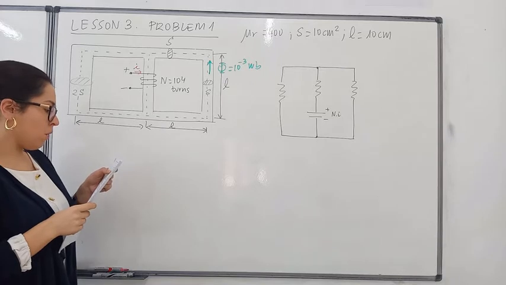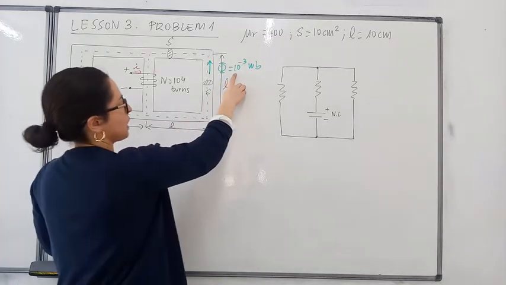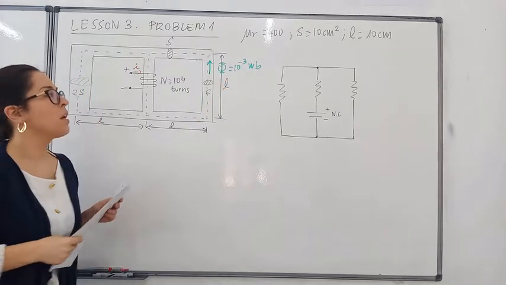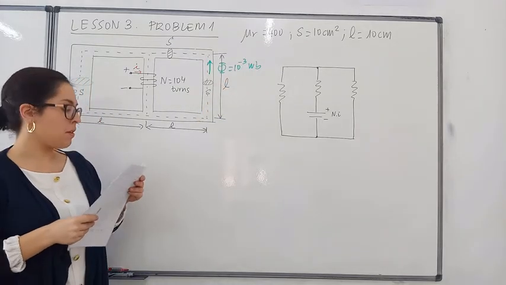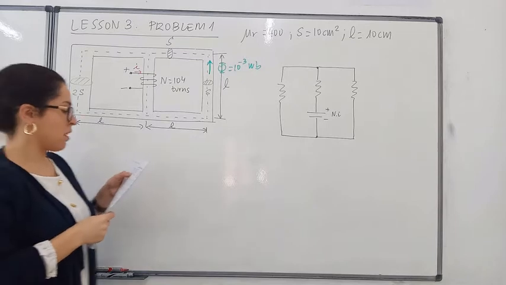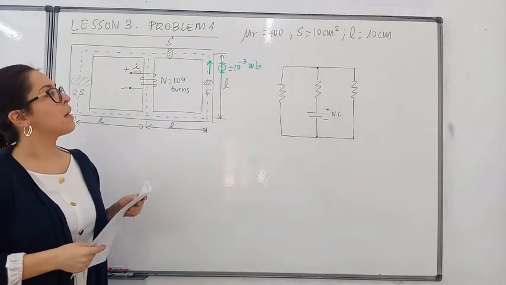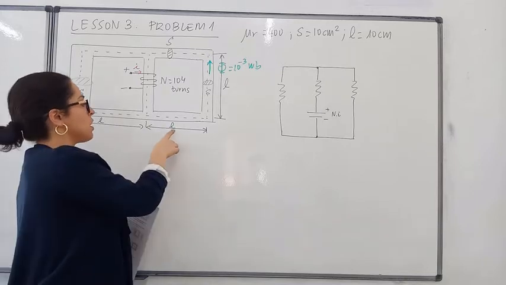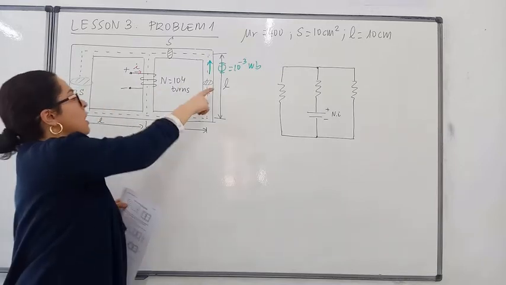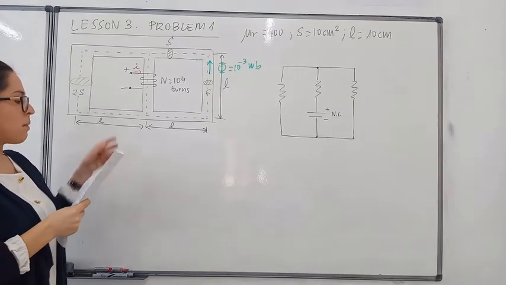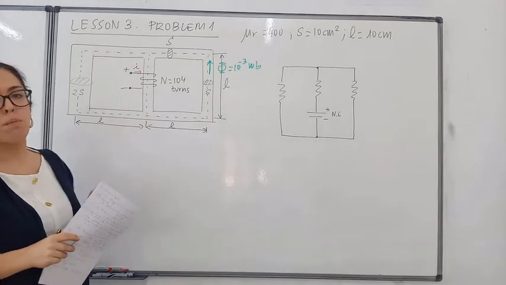And we also know that the magnetic flux in this right branch here is 10^-3 Webers. Relative permeability of the material is 400, cross-section 10 square centimeters, and each of these lengths L is 10 centimeters, okay? So they ask for the magnetic flux in this central branch.